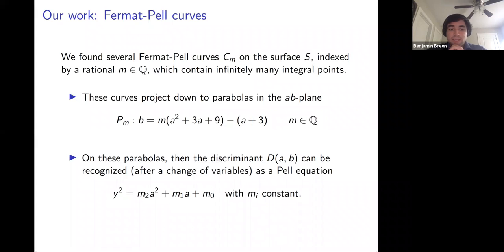And this is how we were actually able to construct infinitely many points on these curves: we could work with the corresponding Pell equation, find integral points on it, and particularly infinitely many integral points, and pull those back to integral points on our curves and on our surface.